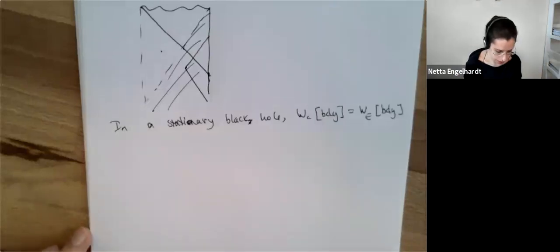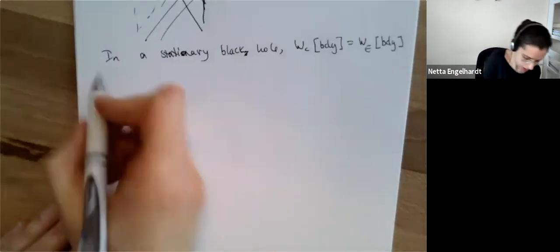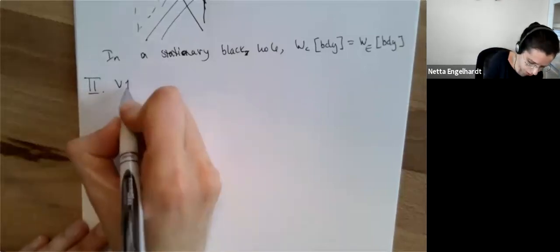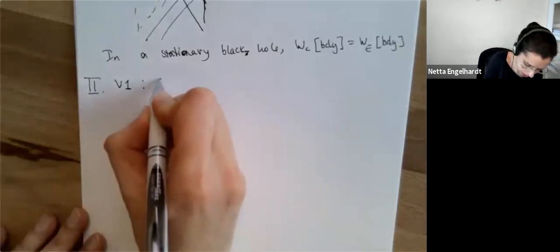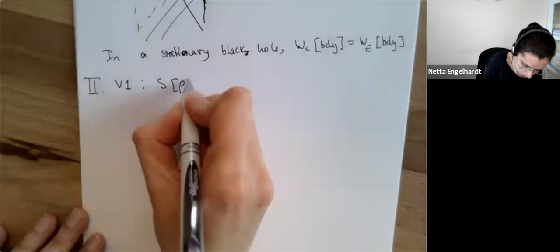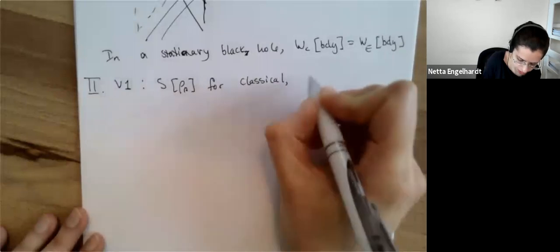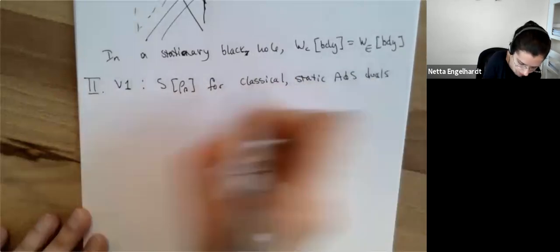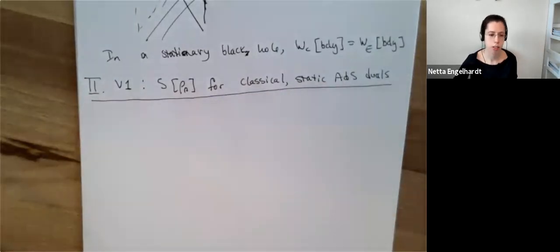So with that, we will move on to part 2. So part 1 was actually quite short. Part 2 will be significantly less short. So part 2 of the lecture, that's what I like to call version 1 of holographic entanglement entropy. So this is S of rho_R for classical static AdS duals. I should first pause here and ask if there are questions, actually.